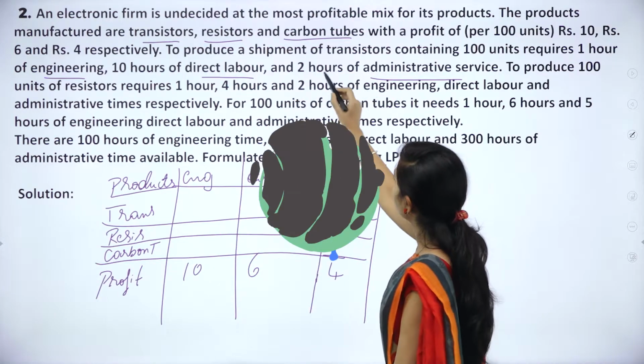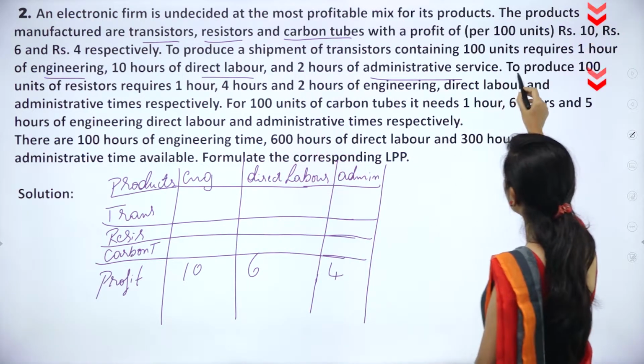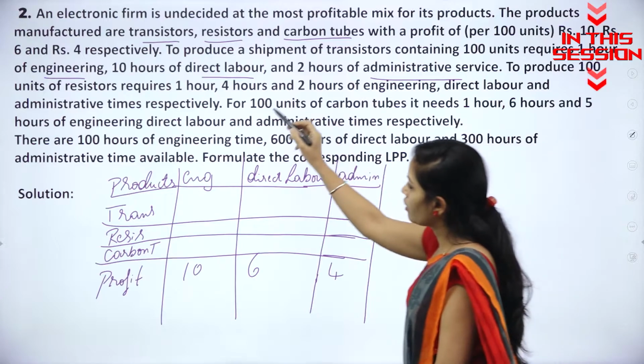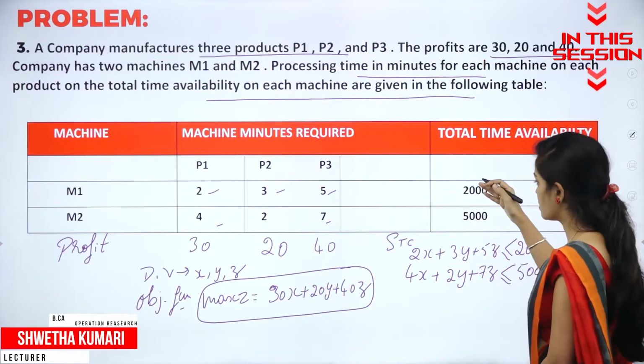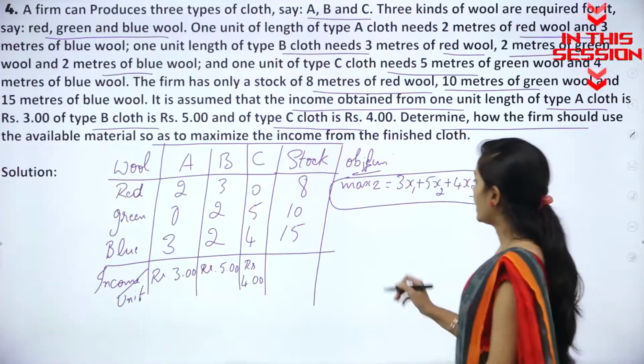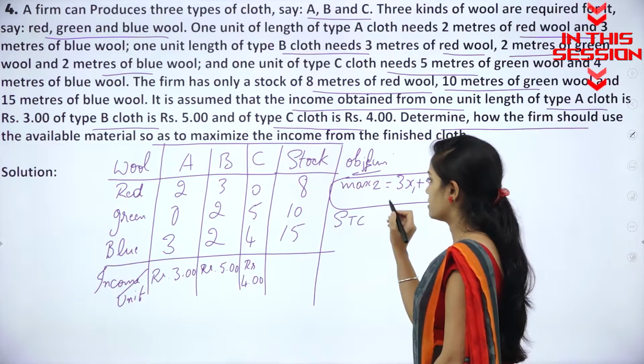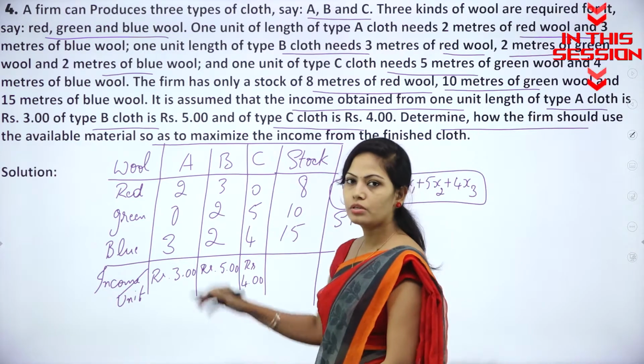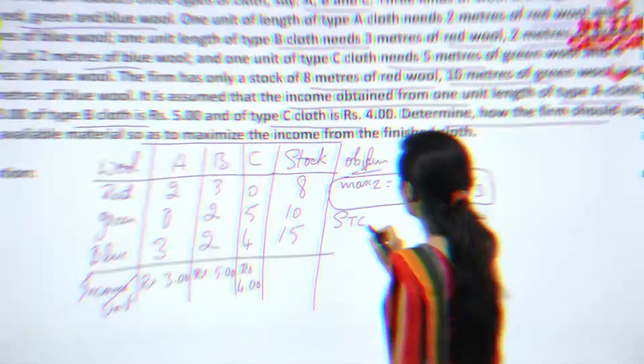To produce a shipment of transistors containing 100 units requires 1 hour of engineering. So availability they have given this 2000 for machine M1, 5000 for machine M2 and subject to constraints. So we have 3 different wool called red, green and blue.